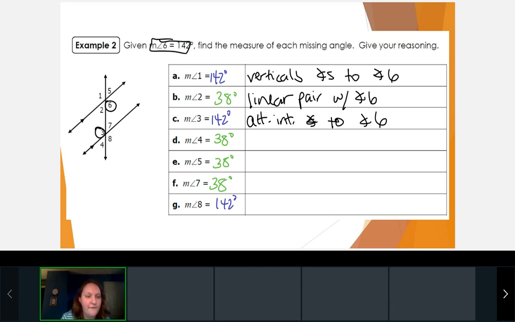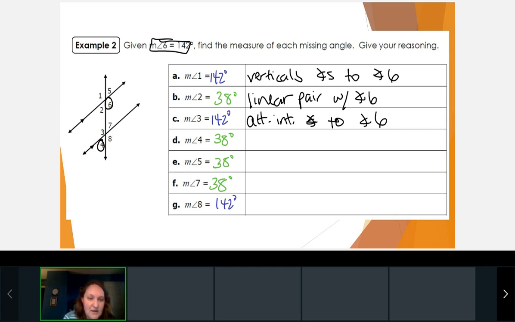Okay, angle 4. Now this one I can't relate to angle 6. Okay, because here's angle 6 and here's angle 4. There's no direct relationship there. They're not corresponding. They're not both interior and they're not both exterior. So this is one case where I'm going to have to relate it to something else. I'm going to relate it to one that I already know.